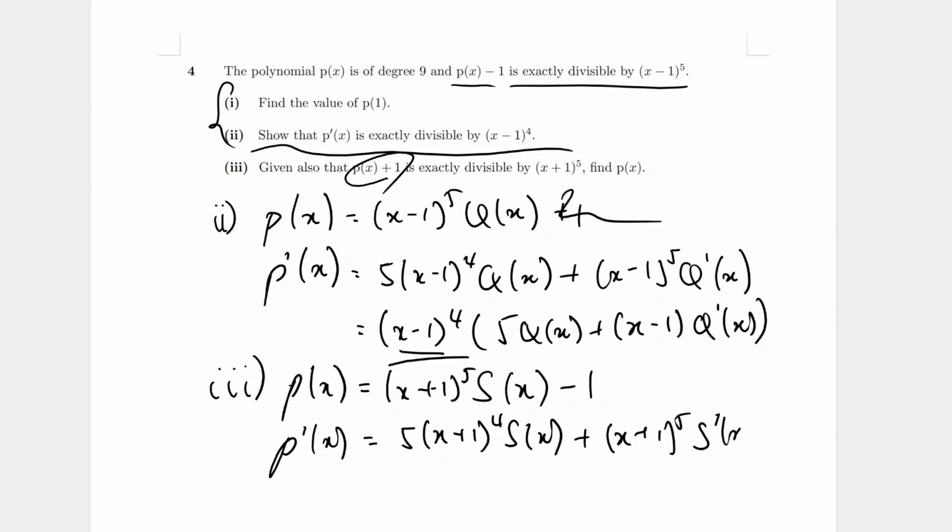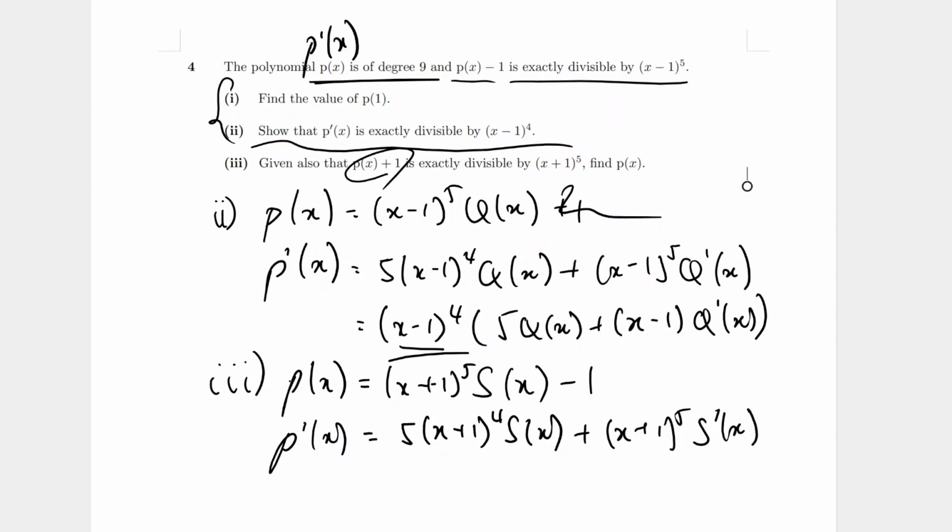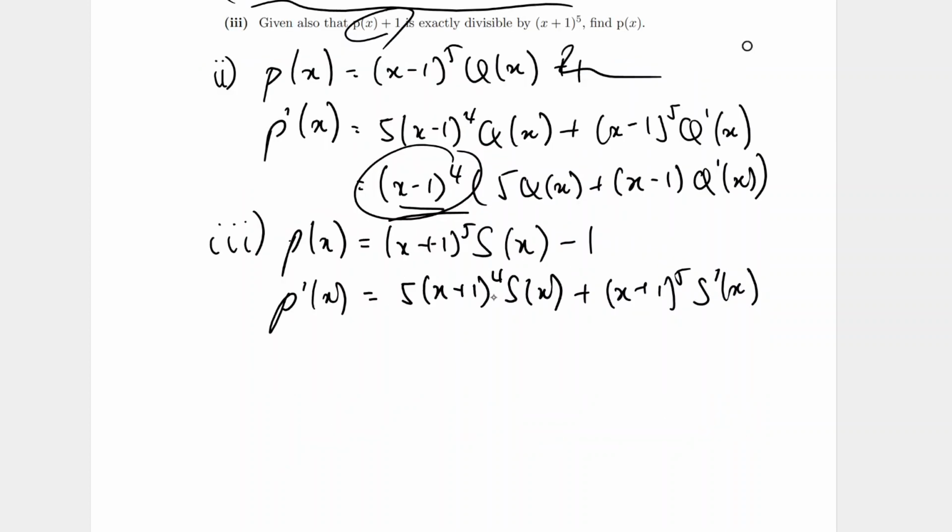Okay, so now what do we know? We know p(x) is of degree 9. So if p(x) is of degree 9, let's have a think. What do you think p prime of x is of degree? Of degree 8, right? Has to be. Or I suppose less than or equal to 8. Well, I suppose it has to be 8. Whatever. So if it's 8, and I know it's divisible by (x minus 1)^4, and I know it's also divisible by (x plus 1)^4, well, then p prime of x has to be in some sort of form k, which is a constant, times (x minus 1)^4 (x plus 1)^4, right?